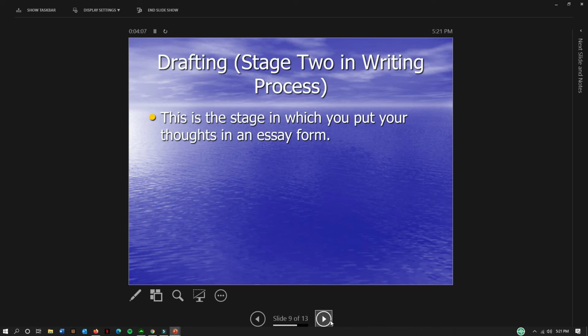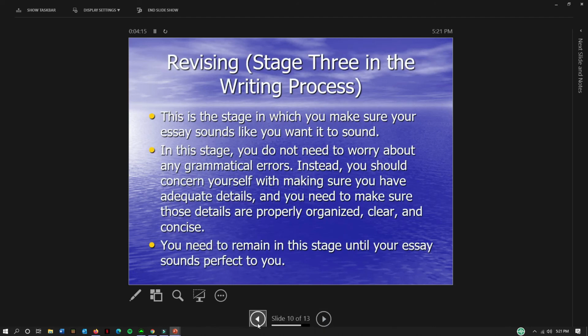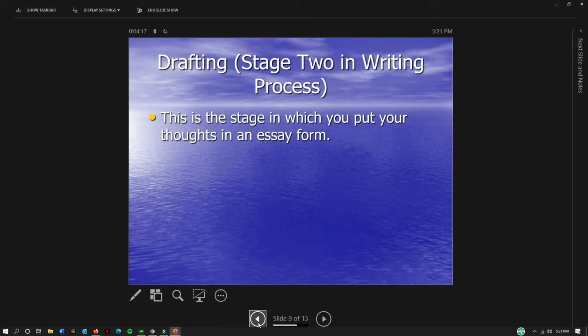Step 2 is drafting. This is when you take that pre-write that you've just done and you make it into an essay. There's really not much more to say about that. You take the pre-write that you've done and you make it into an essay. And we're going to talk about MLA format and all that good stuff next week.